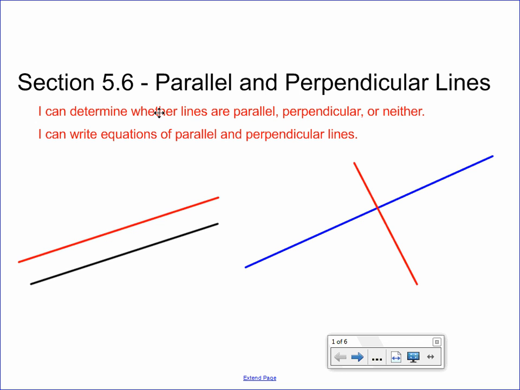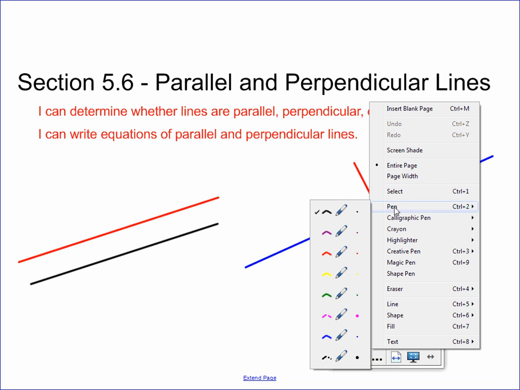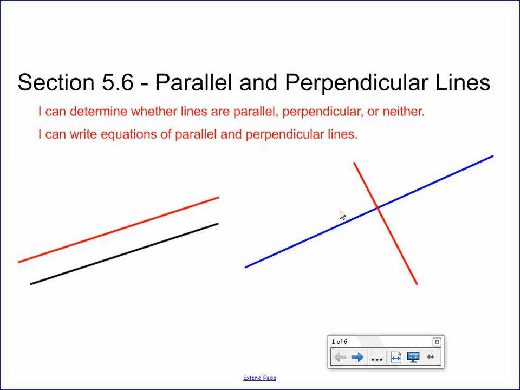So again, parallel lines would be like these two over here, where we have lines that do not intersect. And if we look at the other one, we'd be looking at perpendicular lines over here. Okay, so let's take a look.